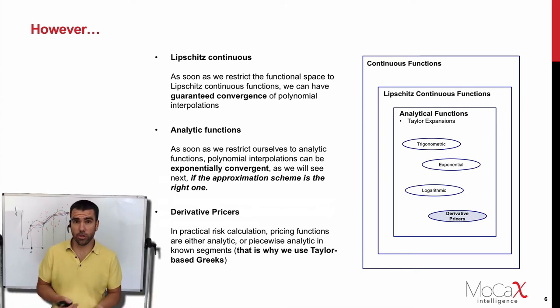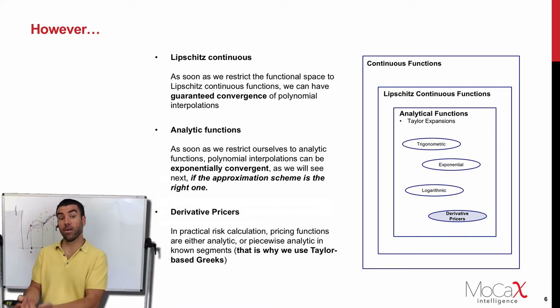Now, derivative prices are actually analytical functions. And of course they are, because we use Greeks all the time to measure risk, right? And if you remember, an analytical function has one definition: it's a function whose Taylor expansion converges at every point. So when we use Greeks, which are the first or the second derivative, we're implicitly saying that the price is an analytical function.